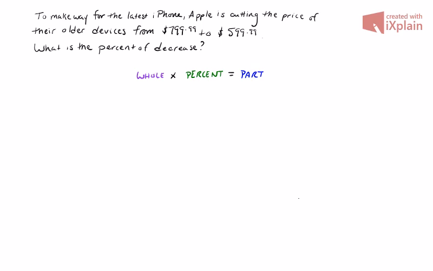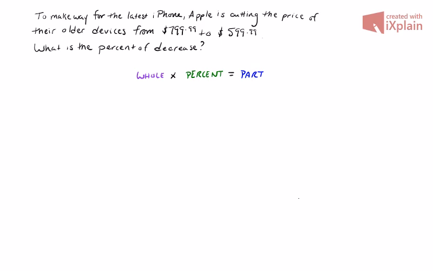So let's go ahead and look at this problem. To make way for the latest iPhone, Apple is cutting the price of their older devices from $799.99 to $599.99. What is the percent of decrease?